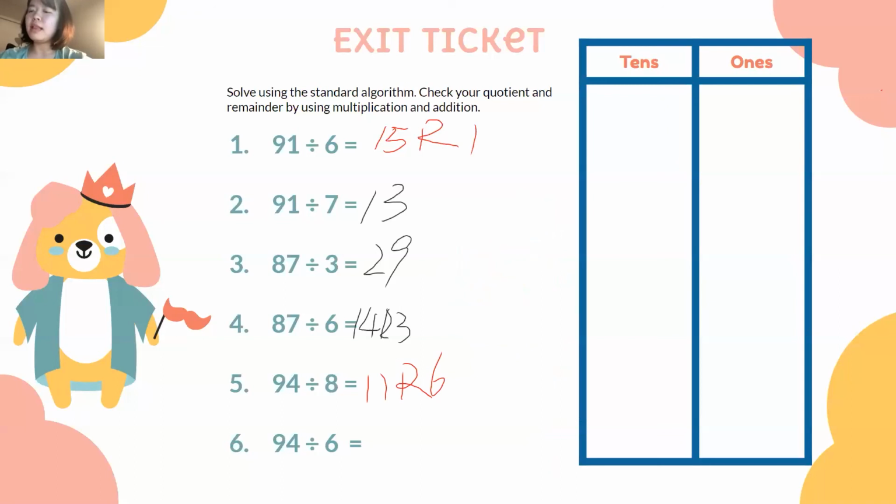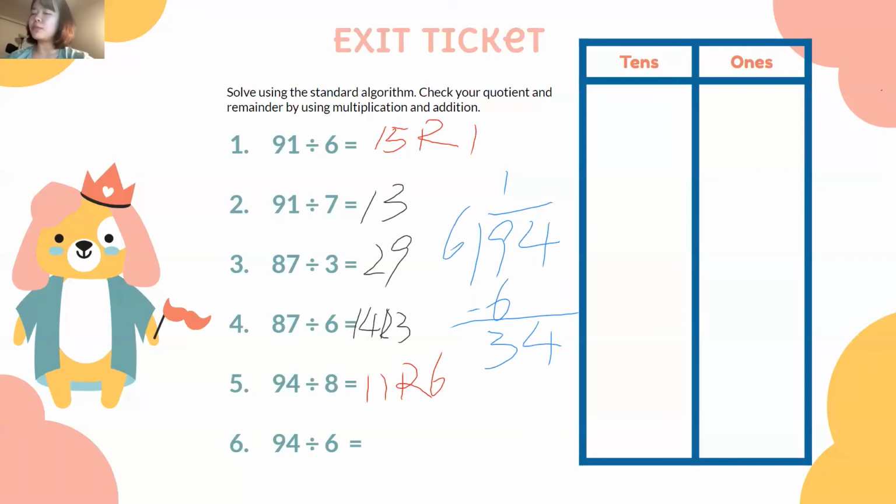Okay, and last one, 94 divided by 6. Okay, we're also putting 1 on the top because 2 times 6, 12. 12 is larger than 9. And put 6. So 9 tenths minus 6 tenths, that gives us 3 tenths. And 3 tenths plus 4 ones, that is 34.